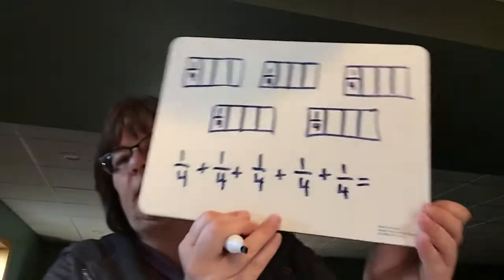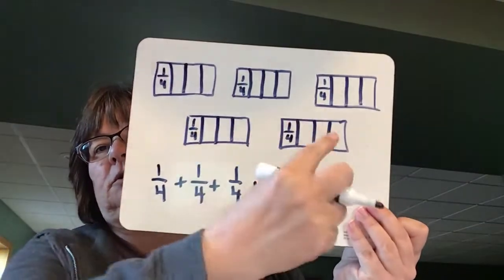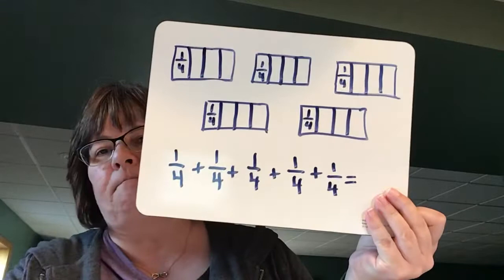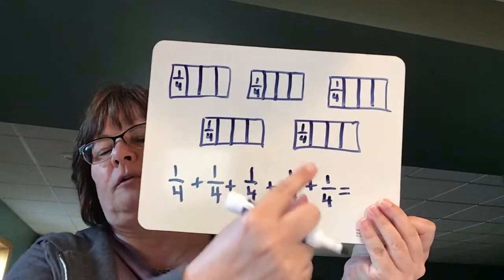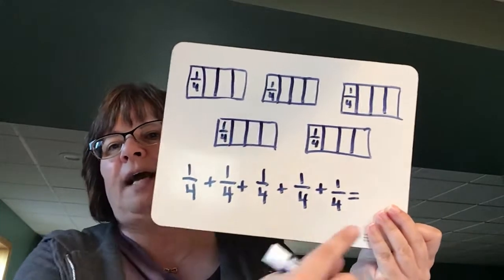that. So my number model is going to be 1/4 of the first granola bar, 1/4 of the second granola bar, 1/4 of the third, 1/4 of the fourth, and 1/4 of the fifth. So that's my number sentence. Okay? And that makes it 1/4 plus 1/4 and 1/4 and 1/4 and 1/4 makes 5 fourths altogether.